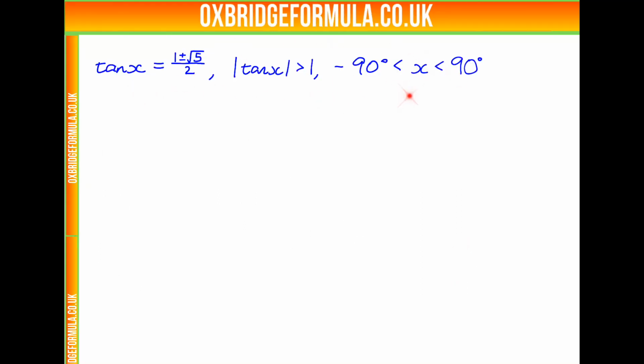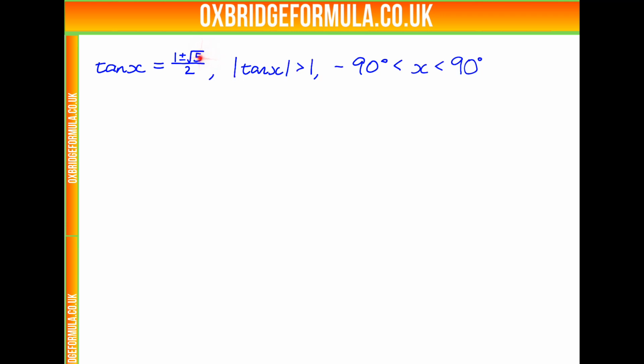Okay, so here's the problem we need to find the number of solutions to. Now, what could the contradictions be between these two statements? Well, if the absolute value of 1 plus root 5 over 2 or 1 minus root 5 over 2 is not strictly greater than 1, then we'll have a contradiction here, and that will tell us that actually tan x can't equal one of these values. So how can we try to find the absolute value of 1 plus root 5 over 2 and 1 minus root 5 over 2?